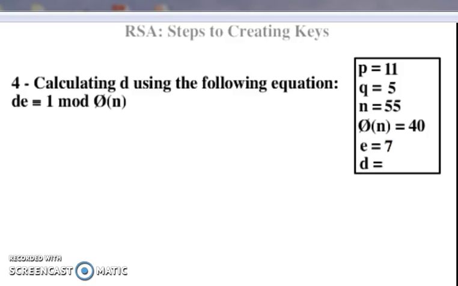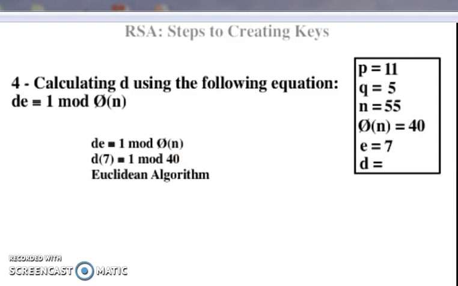We need to calculate the decryption key, our private key, D. We will be using this formula to calculate D. This means D times 7 equals 1, modulo 40. We will use the Euclidean algorithm to solve this. We put 40 on one side of the equation and find out how many times 7 goes into 40. The answer is 5, remainder 5.